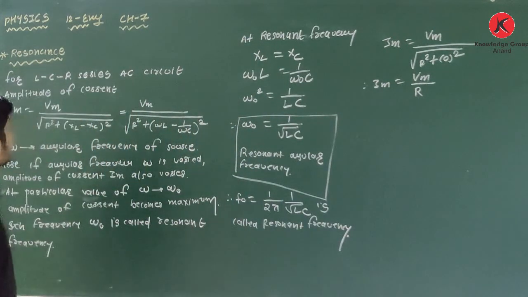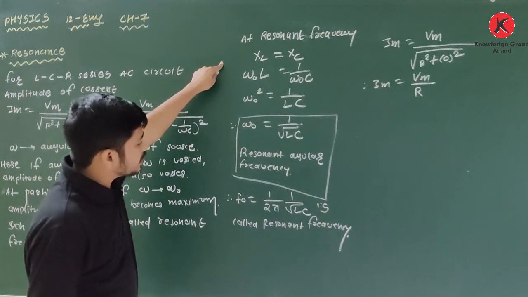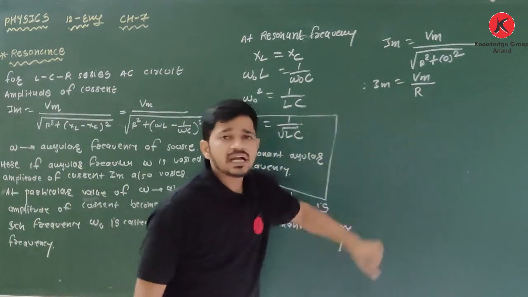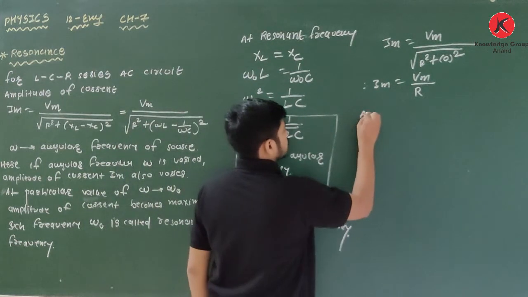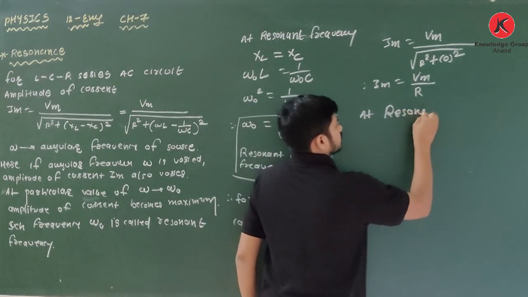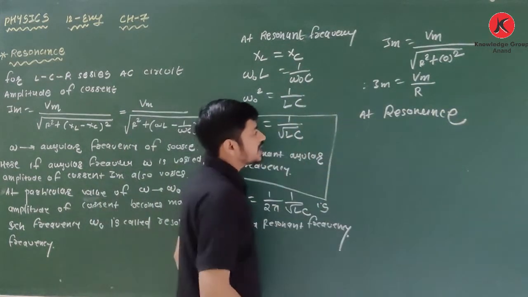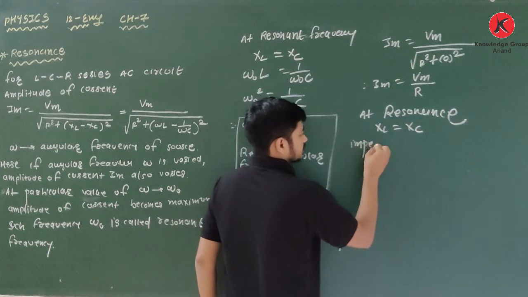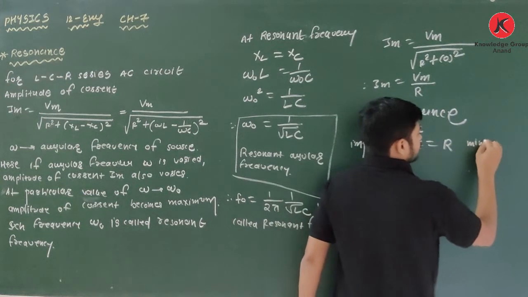See, impedance of LCR series AC circuit, we know that it is under root R square plus XL minus XC whole square. But at resonant frequency, when XL is equal to XC, impedance becomes only R. So here at resonance, what you have to remember, at resonance, XL is equal to XC. Impedance Z is equal to R, and this impedance is minimum.